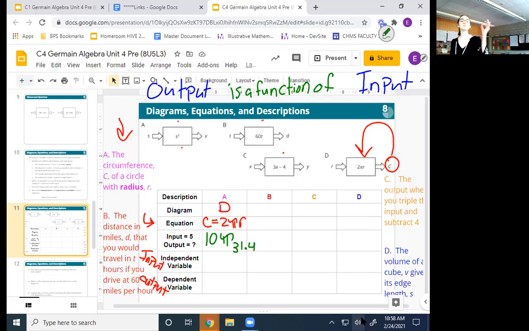So you're going to plug 5 into that equation to figure out what your output is going to be. Your independent is your input. Which variable represents our input here? Look in the function box. The furthest left is our input. The input for this one is the letter R, or the radius. The output is the furthest right here, the C, circumference.